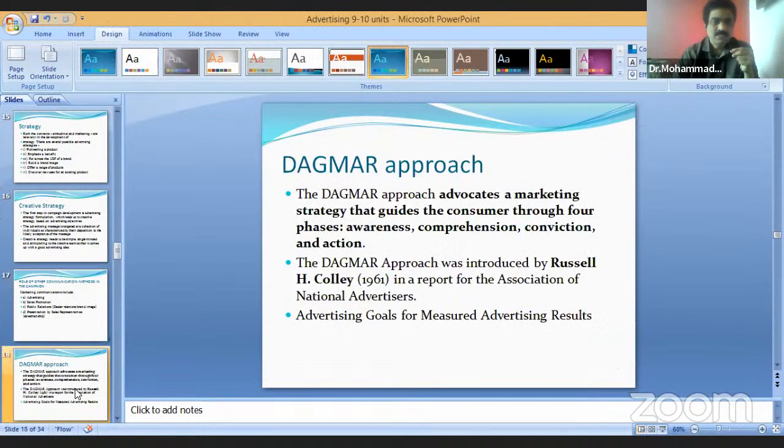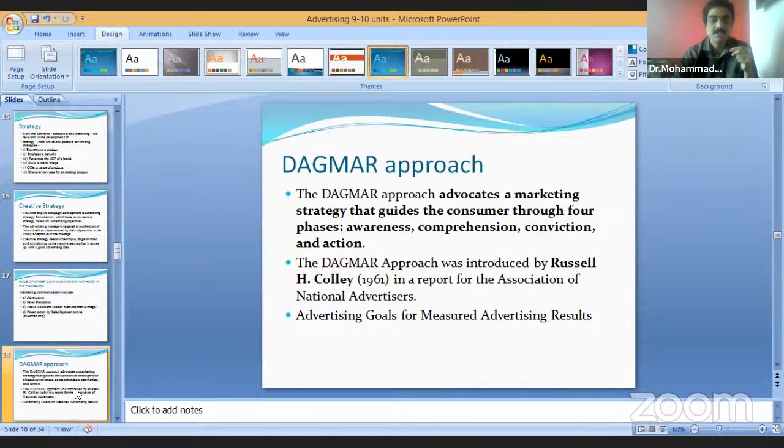Next, moving on to the next model, AIDA. The AIDA approach advocates a marketing strategy that guides consumers through four phases: awareness, comprehension, conviction, and action. So it is the AIDA approach.